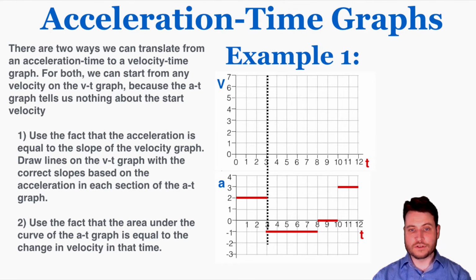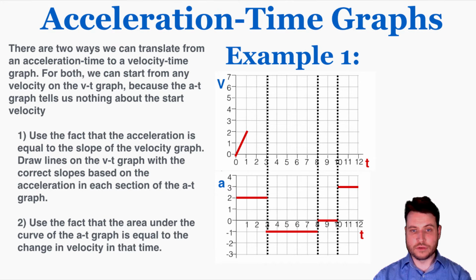So we can see that that first section over here is going to have an acceleration of 2, so that means that the slope of the velocity graph is going to be +2. So just drawing that line up 2 at a time, like this, for 3 seconds, gets me this line. In the second part, the acceleration is -1, so that means that the slope is going to be -1 for 5 seconds. For the third part, the acceleration is 0, so the slope is 0. And for the fourth part, the acceleration is +3, so that means that the slope is +3 for 2 seconds, like that. So that's one method we can use.